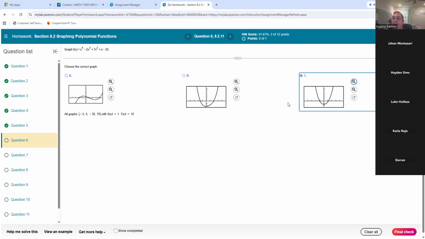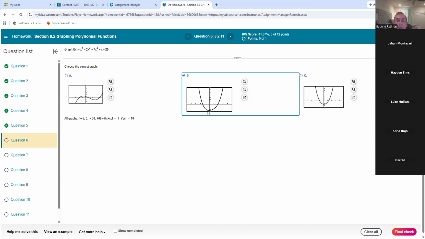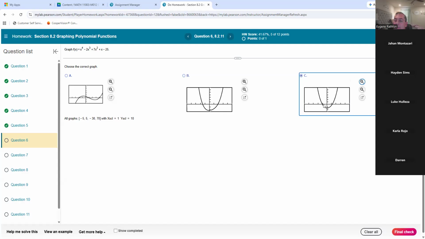That's where your graph is going to cross that y-axis, okay? Now, down here they're telling me that the x's are going by 1 for the x-axis, and the y-scale is going by 10. So I need to figure out, does B look like it's crossing at negative 25, or does C look like it's crossing at negative 25?